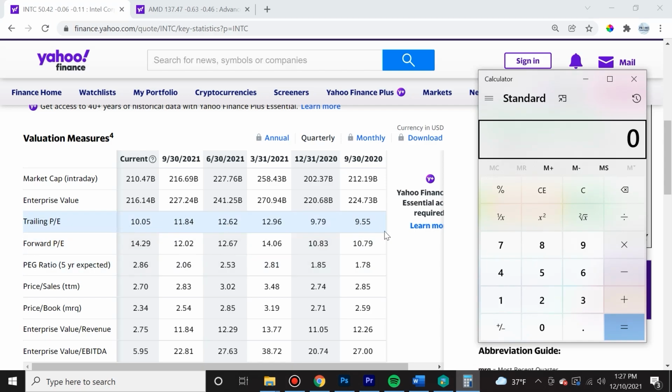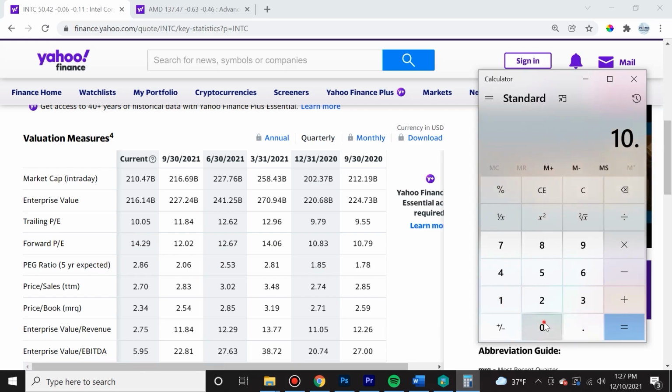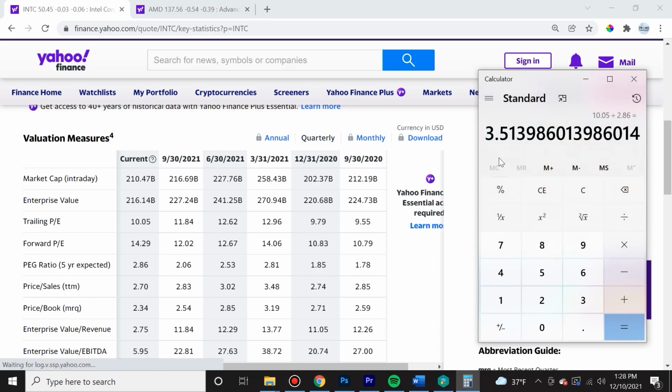So for Intel, we could take 10.05, which is their trailing PE. We can divide it by the PEG ratio, so divided by 2.86, and you will see 3.5 here. And this is a whole number percent, so you don't have to move the decimal point over. You just see that the expected 5-year growth is 3.5% based on projections.